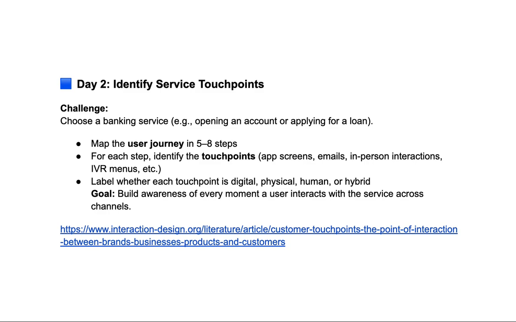Label each touch point as digital, physical, human, or hybrid. And think of any other meaningful characteristics you see or categorizations and try to add them there. But this will just get you in the sort of mindset of identifying where the customer is making direct connections to the bank in this case. And it'll provide opportunities for you to improve those in many ways or change them, but it might identify opportunities for you to create new touch points or eliminate touch points to improve the service.